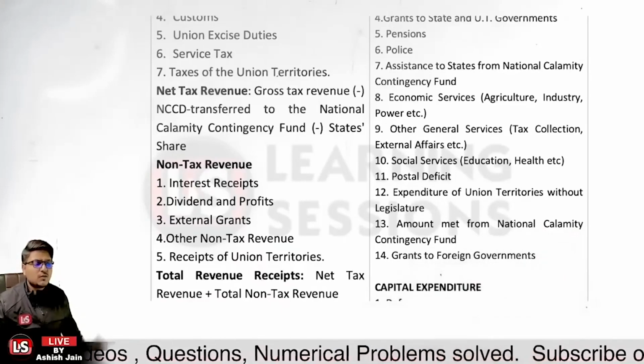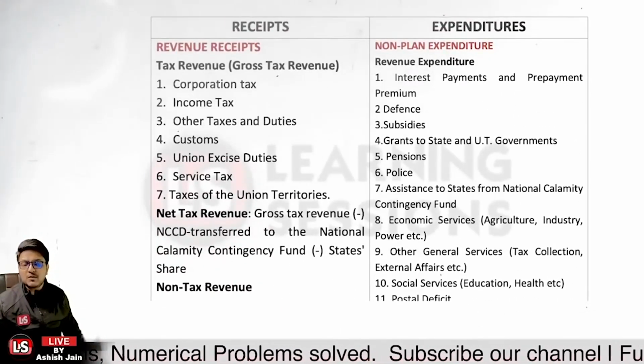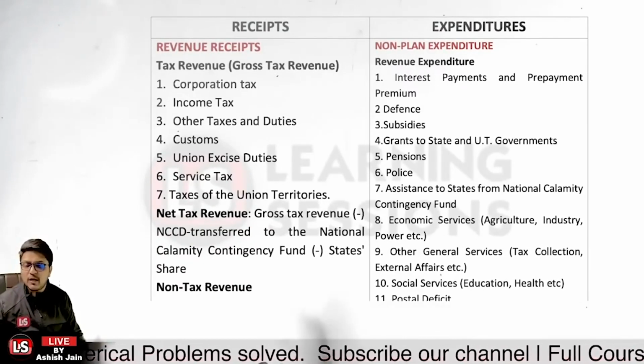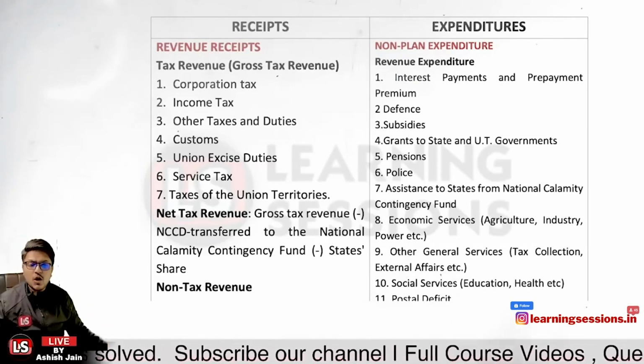And we are covering it under what? We are covering it under the non-planned expenditure. This is not planned because these are not the schemes which have been formulated under the 5-year plan case. Okay, so that is why we have covered them under the non-planned expenditure.